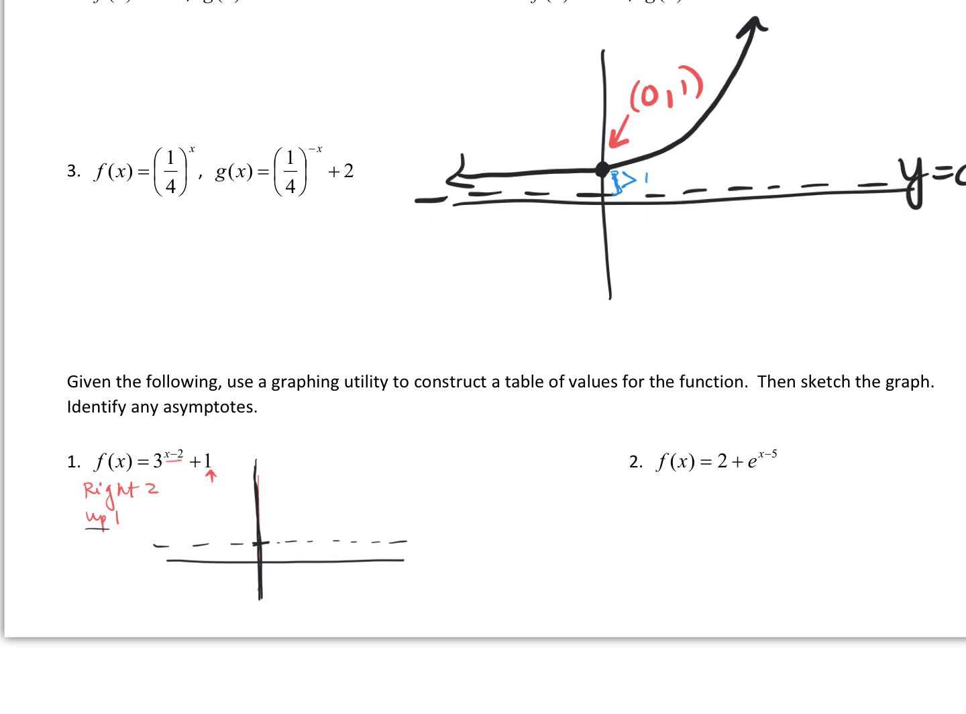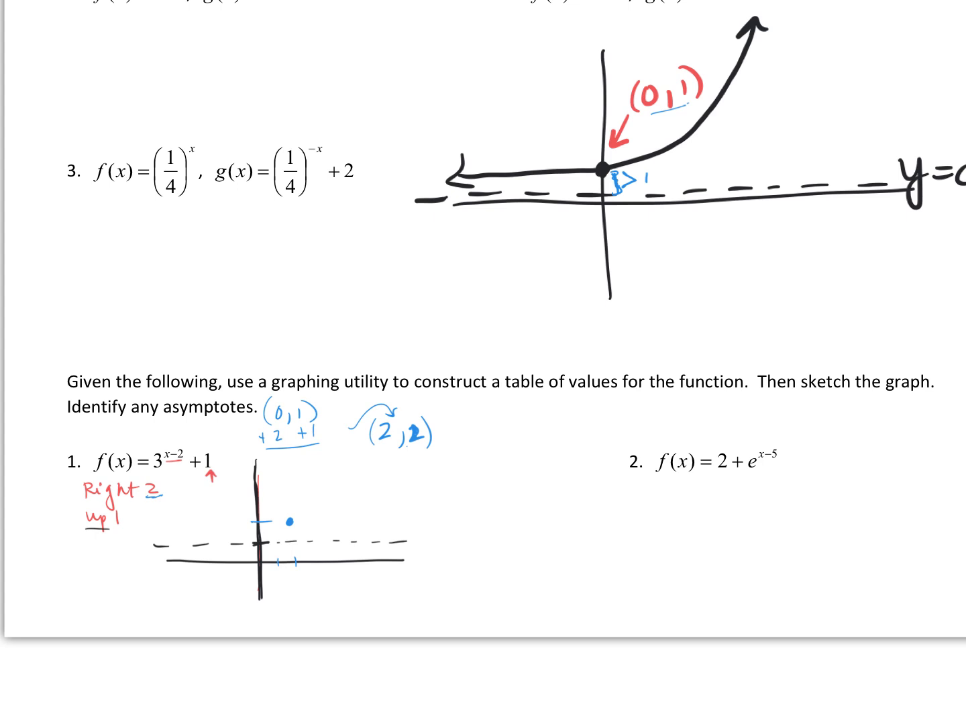Now, this one, in the parent function, it's at 0, 1, right? But we said here it has to move right 2. So it's going to be 2, 1. Actually, it's going to be a 2, 2, right? Because it was already a 1. It was 0, 1, and I have to add 2, and I have to add 1. So that gives me 2, 2, right? You follow what I did there? Okay. So that means my little point right here.